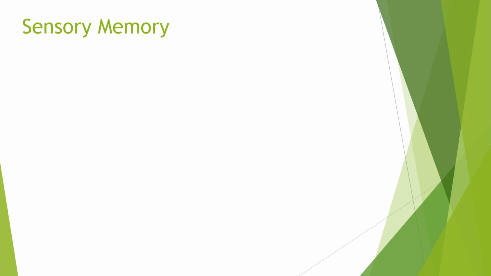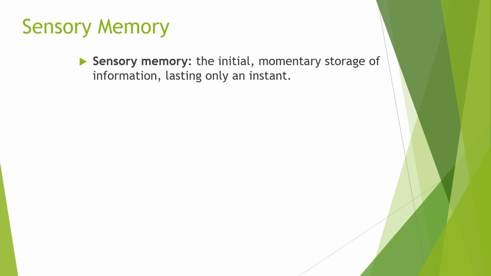So let's talk about this first stage in this 3-stage model. That first one is sensory memory. Sensory memory is that first initial momentary storage of information, and it lasts for only an instant. We say it lasts for about a second. Your mind is bombarded with all kinds of stimuli out there in the environment that you aren't even aware of. When you are aware of it, that's the sensory memory. If you don't pay attention to it, though, it's completely gone. But sensory memory is that first storehouse for the information.